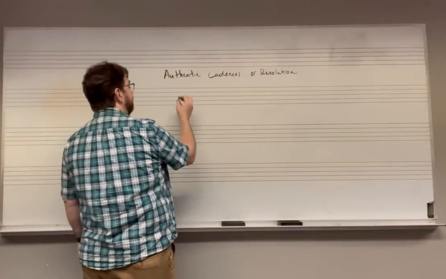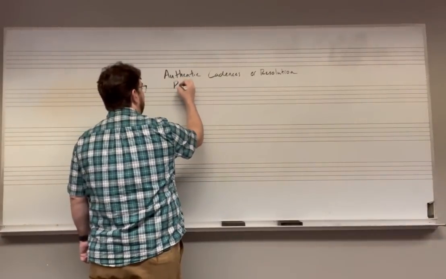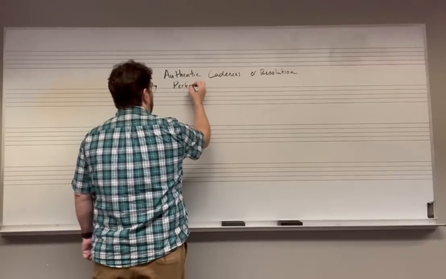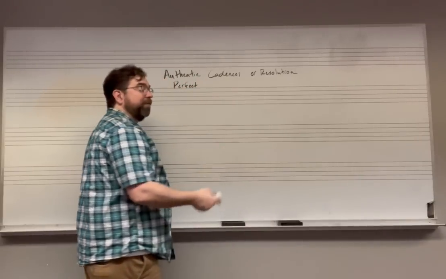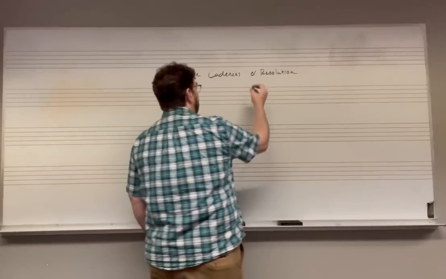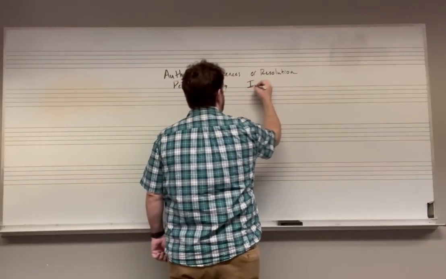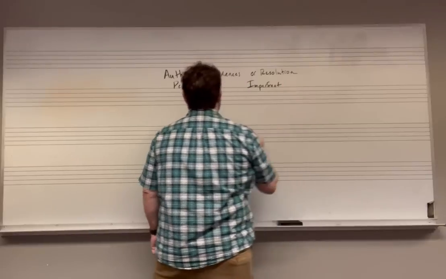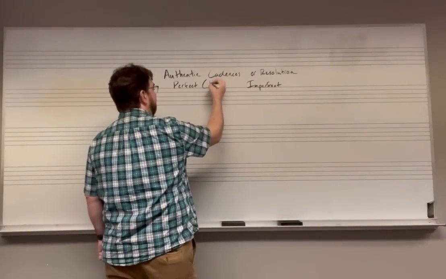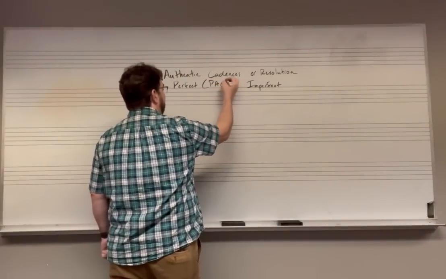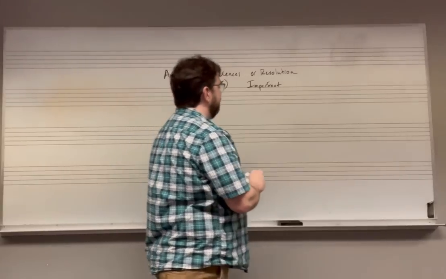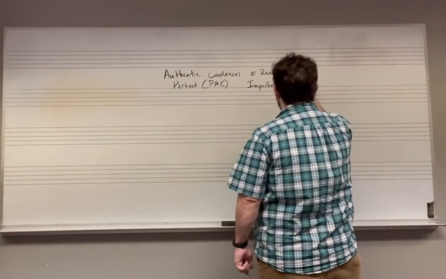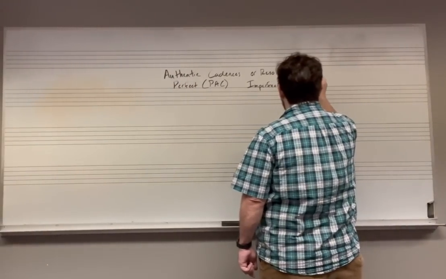So there are two types. We have perfect. So we'd call that a perfect authentic cadence, or imperfect. For the perfect authentic cadence, we can abbreviate it P-A-C, and we usually put it in parentheses. Imperfect, we can abbreviate it I-A-C.